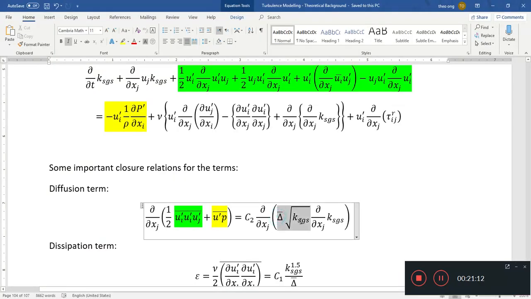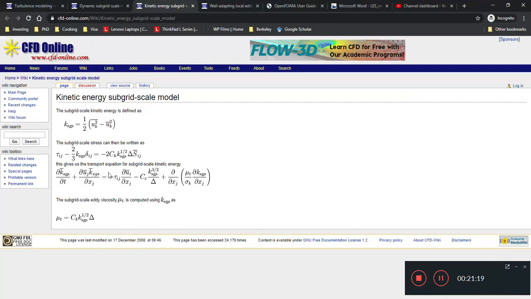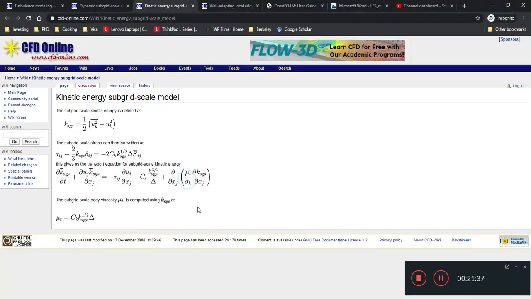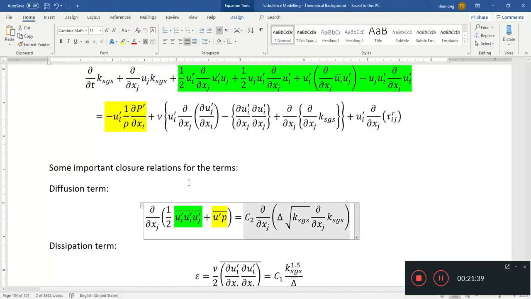You see this term? It has some filter width and some KSGS, right? So the filter width is this one here, and you have the KSGS square rooted. Okay, so this is where your mu t comes from, and this term here would correspond to this term over here. So this is the green and yellow term, so to speak.